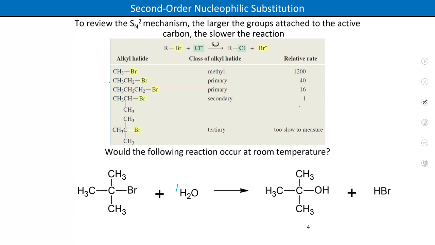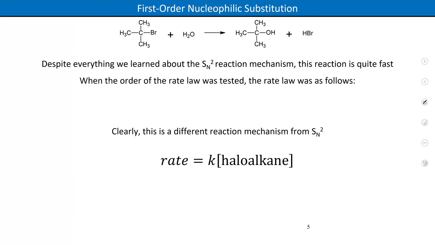So assuming this is at room temperature, would we expect to see this reaction happen? Probably not. Yeah, too slow to measure. The problem is, if we actually do this reaction, if you take bromomethylpropane and put it in water, we do see this reaction happen pretty quickly. That tells us that we must have another mechanism in play. The other mechanism relies on some different factors, because we found out that the rate law is just first order in your haloalkane, and the concentration of the nucleophile doesn't affect the rate.